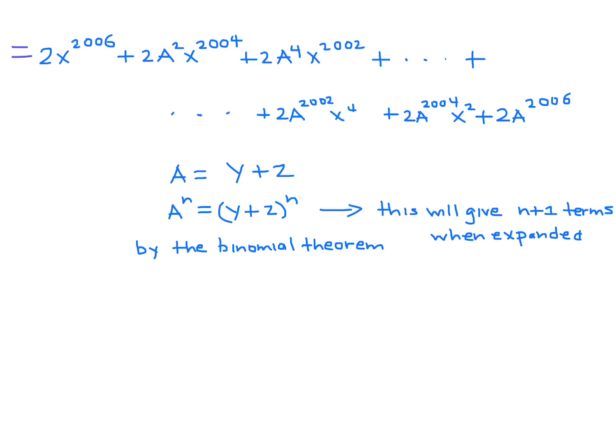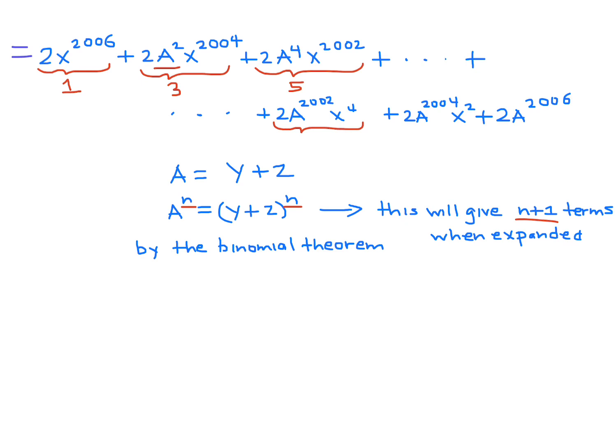All right, the first one's relatively simple. That's just one term right there. Now this guy right here, a squared. A squared, the n is 2 this time, so it would give us 3 terms when expanded. So this basically gives me 3 terms when it's all expanded. How about this one here? Well, it's a to the 4th, n is 4 this time, so that means using this, it'll give me 5 terms when expanded, and so on.